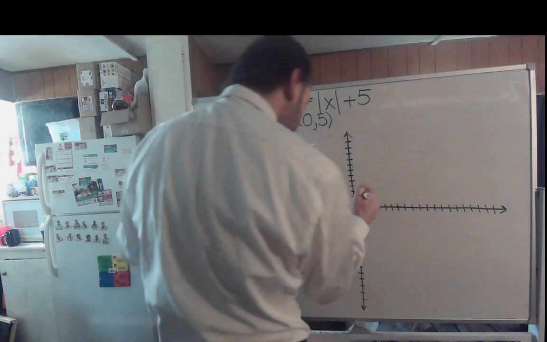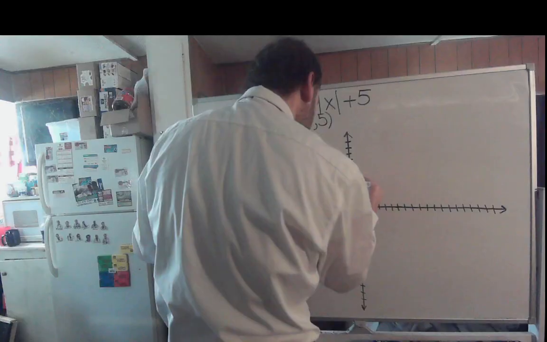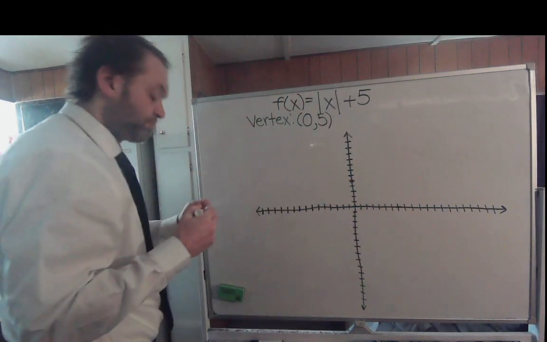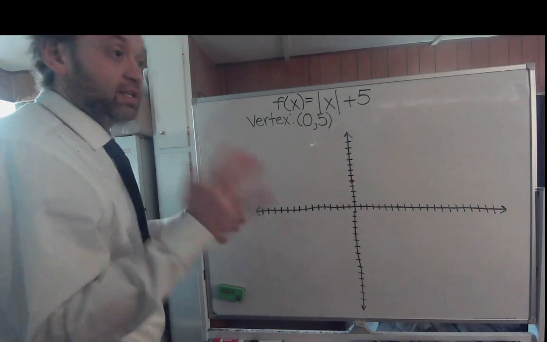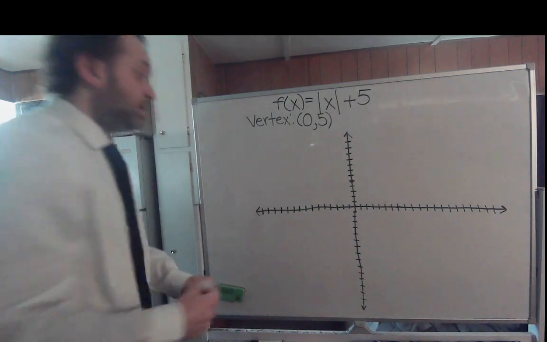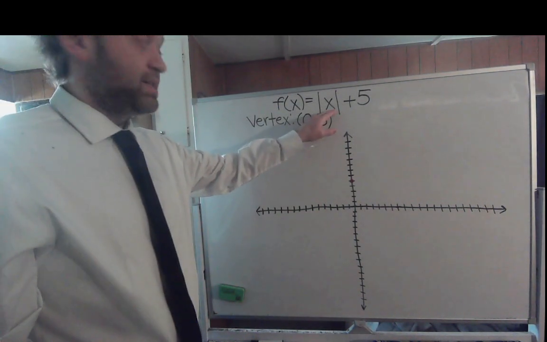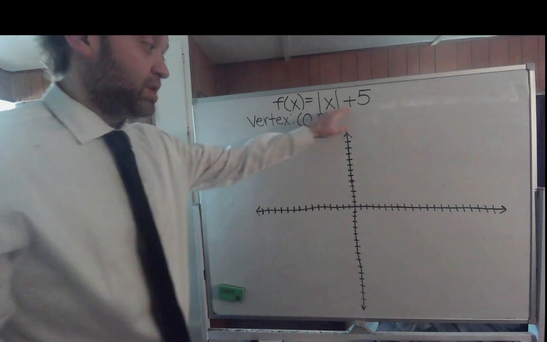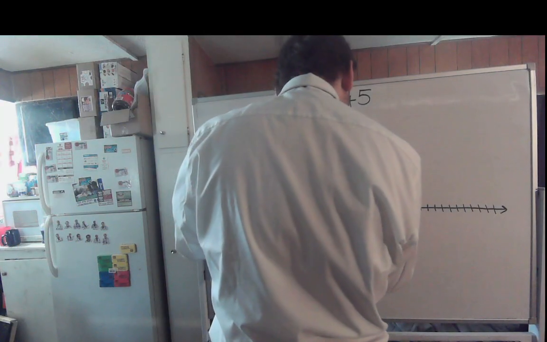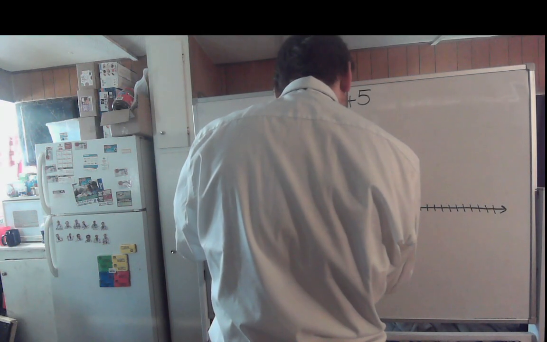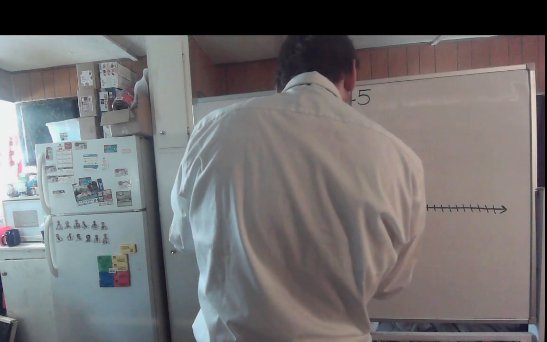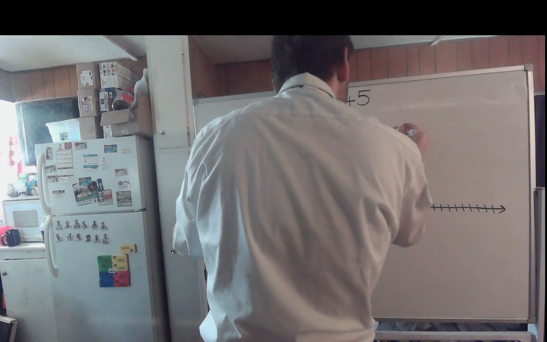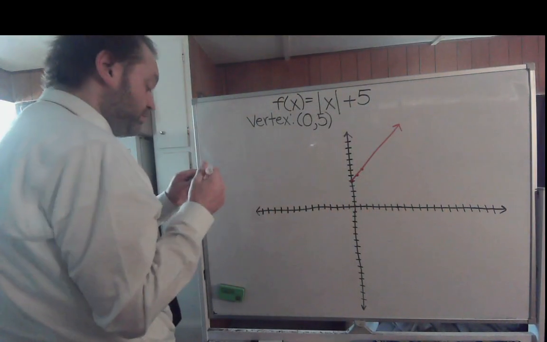Let's go ahead and graph that. Here's your vertex at 0, 5. Now let's plot a couple points to the right and to the left of the vertex. So if I put in 1 for x, I get the absolute value of 1, which is 1, plus 5 is 6. So I would be at the point 1, 6. Then if I put in 2, I would get 7. So let's go ahead and graph that side of the absolute value graph.